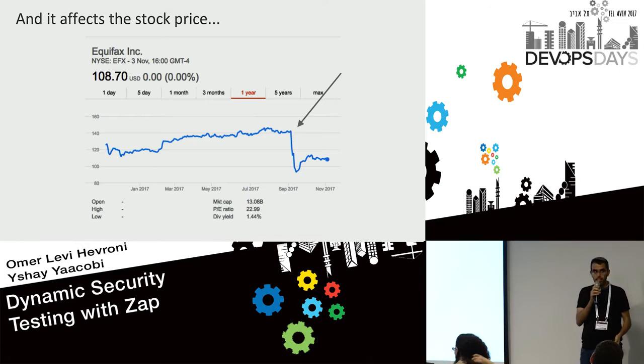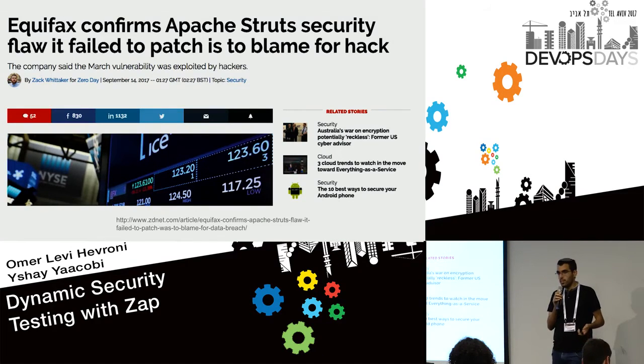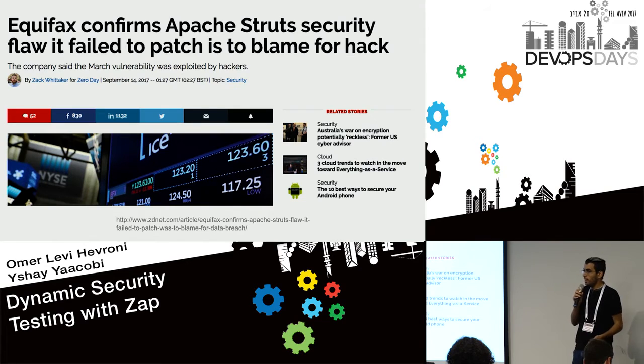Now, you might be thinking that this breach happened because of some sophisticated zero-day, but actually no. It happened because of a very simple reason. Equifax used a library called Struts, and this library has a known vulnerability, and they didn't patch it. So the hacker exploited this library and was able to hack into Equifax.